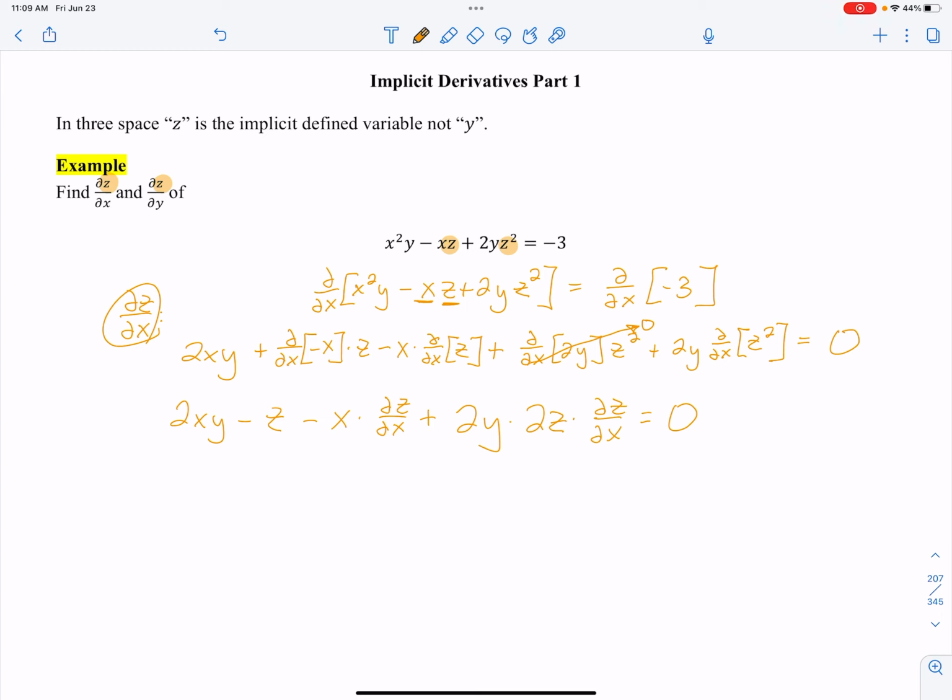Now we need everything that has a dz dx on the same side and everything else on the other. So I have negative x dz dx, using the partial, plus 2y times 2z times dz dx.